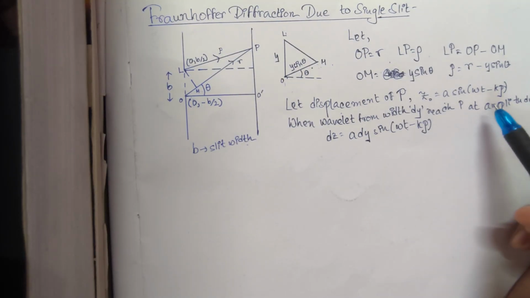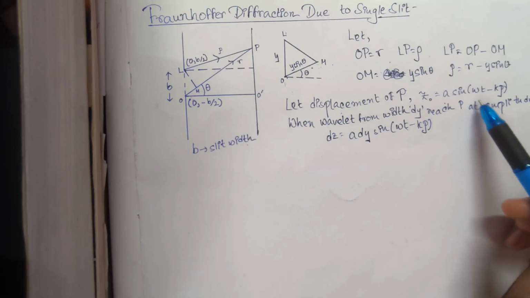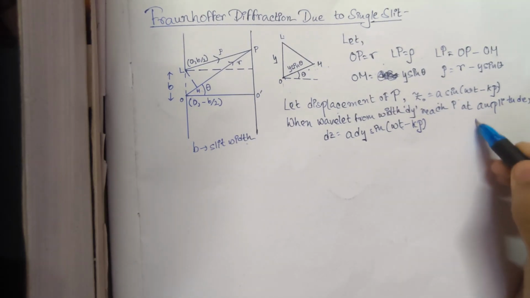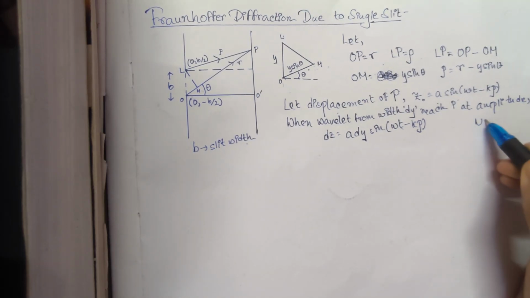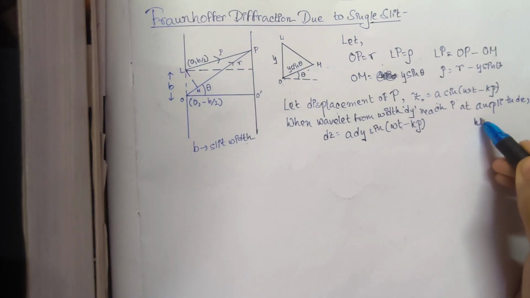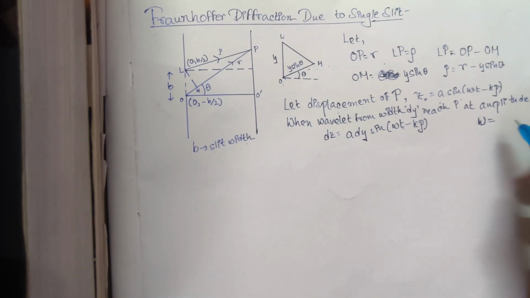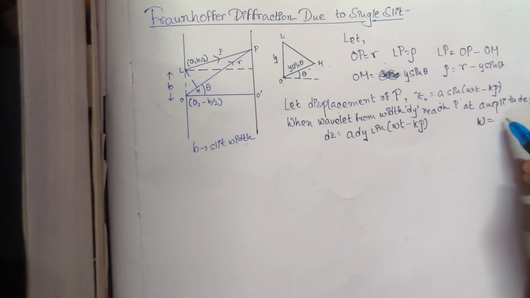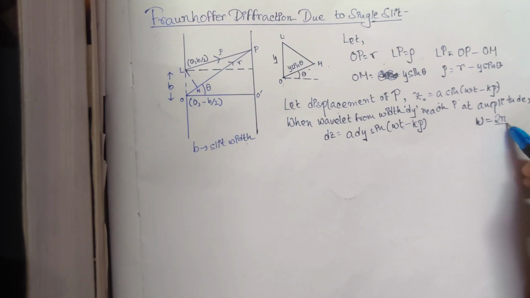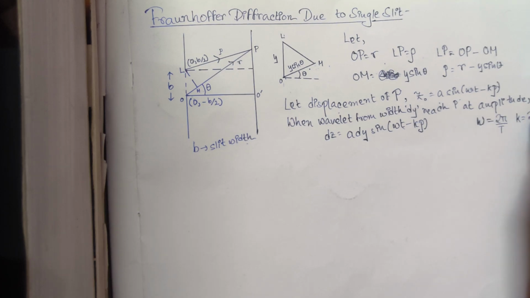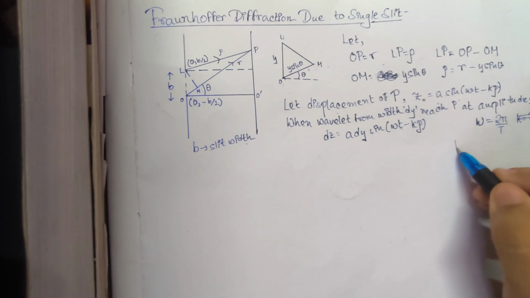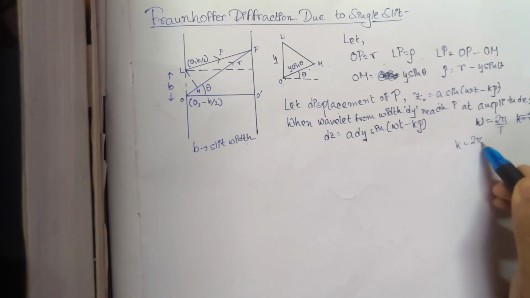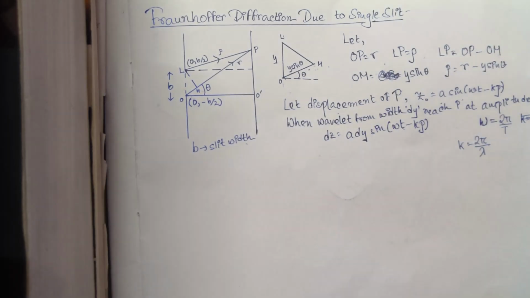So we can say omega. What is omega? Omega is the angular velocity. We know omega equals 2 pi by T, and k equals 2 pi by lambda. What is lambda? Lambda is the wavelength, we know.